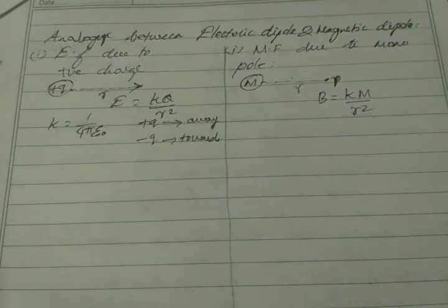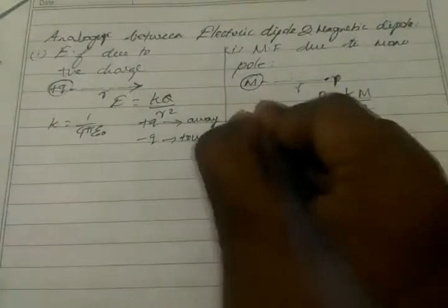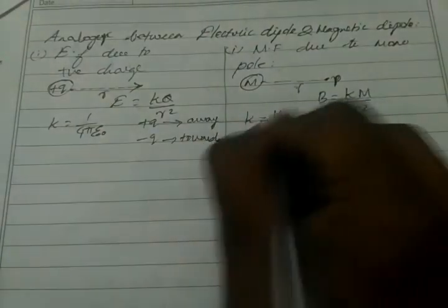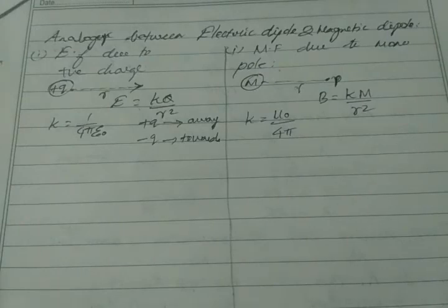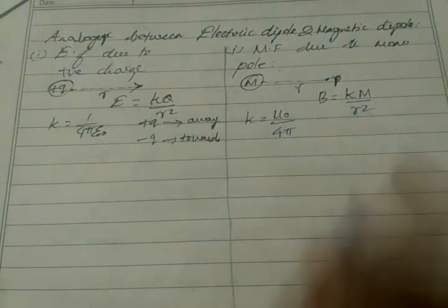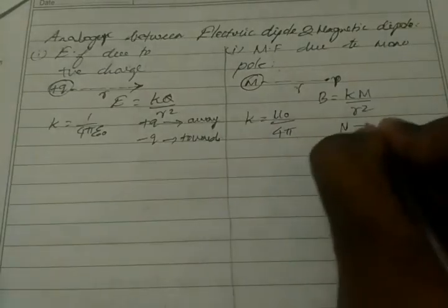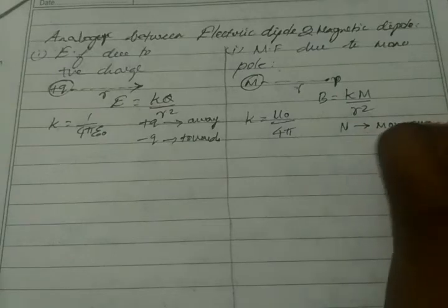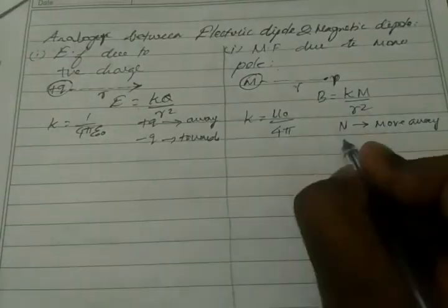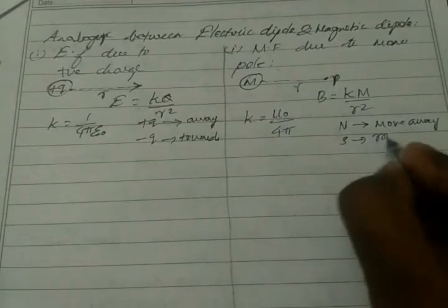Clear? So what is the value of K here? K equal to mu naught by 4 pi, right? If it is north pole, which means positive charge, then the direction of magnetic field is moving away. South pole, moving towards.